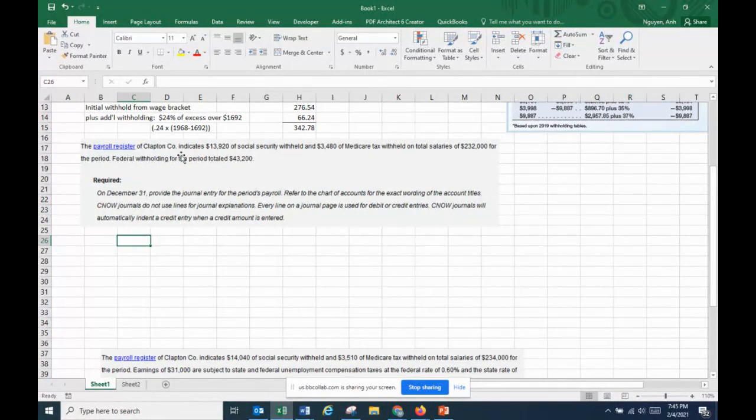Okay, here the payroll register shows $13,920 of Social Security withheld, $3,480 of Medicare tax withheld, on total salaries of 232,000 and federal withholding for the period total $43,200. We have to do a journal entry. So what is the journal entry? This is payroll, and right away it's going to be expenses and payables. It says total salary, so that's salaries expense, and it's a debit for the increase in salaries.